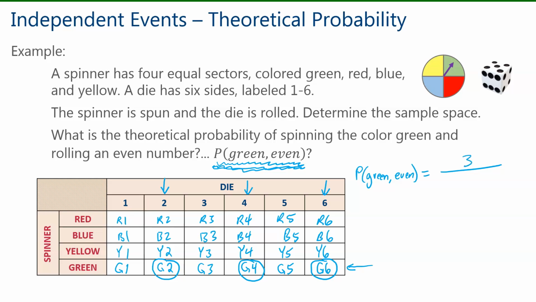Total number of outcomes, 24. My probability written as a fraction then is 3 over 24, which can reduce to 1/8. I could express my answer as a ratio, 1 to 8. As a decimal, 1 over 8 is 0.125, and as a percentage, that would be 12.5%. In other words, there's a 1 in 8 chance of spinning green and an even number.